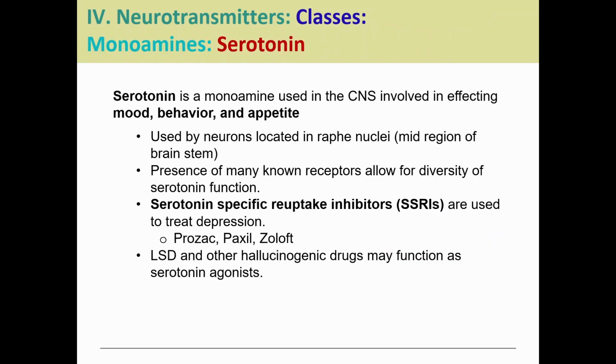If we look at one specific one, we can look at serotonin. Serotonin is used to affect your mood, behavior, and appetite, which is why we have medications that target it when it comes to treating things like depression and anxiety. Serotonin is used by neurons that are found in the raphe nuclei, which is like in the middle of the brainstem. And there's a lot of different receptors that bind with serotonin. Serotonin is used diversely, we'll say.